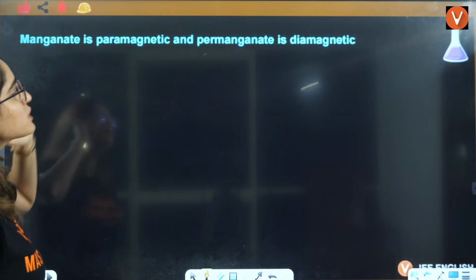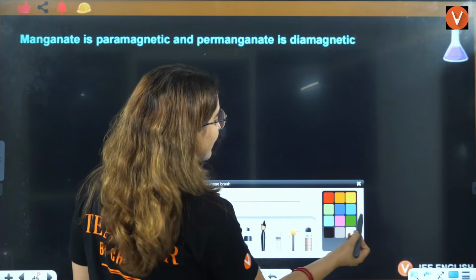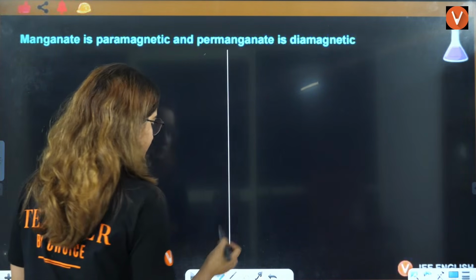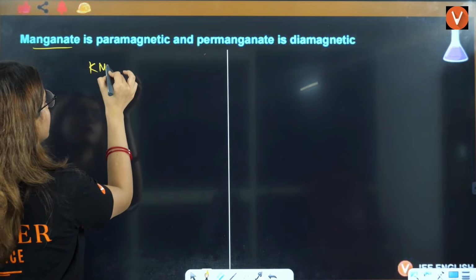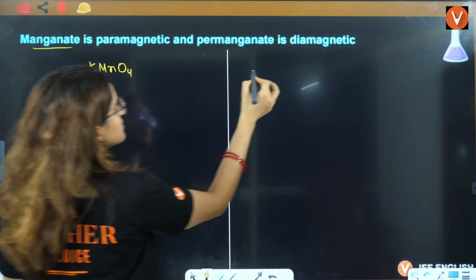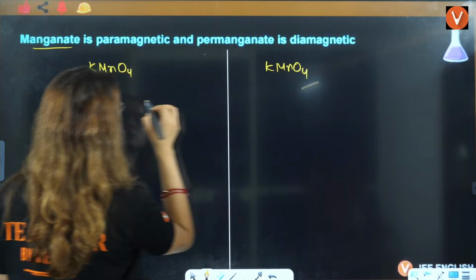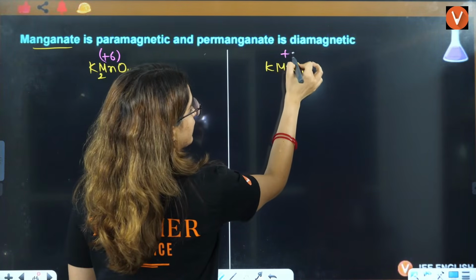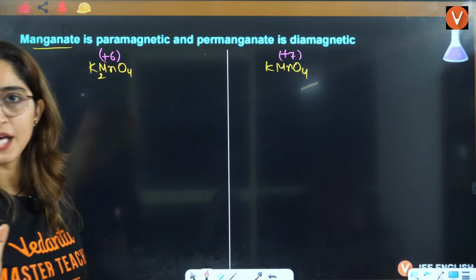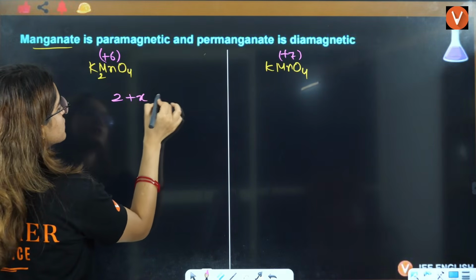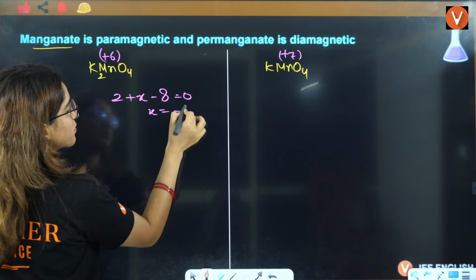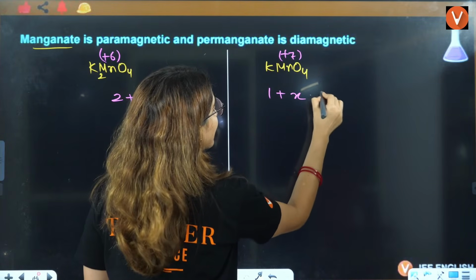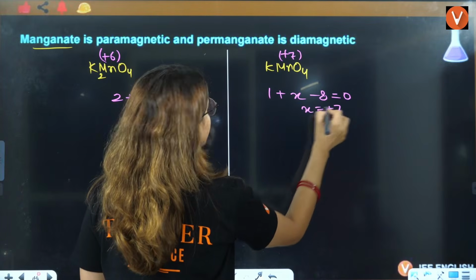Now, manganate is paramagnetic and permanganate is diamagnetic. This is also a very important, interesting and easy question. Manganate is K₂MnO₄, and this is KMnO₄, right? So this will be +6 oxidation state and here it will be +7 oxidation state. You can calculate it as well. Simple calculation: 2 + x − 8 = 0, so x = +6. This one: 1 + x − 8 = 0, so x = +7, right?